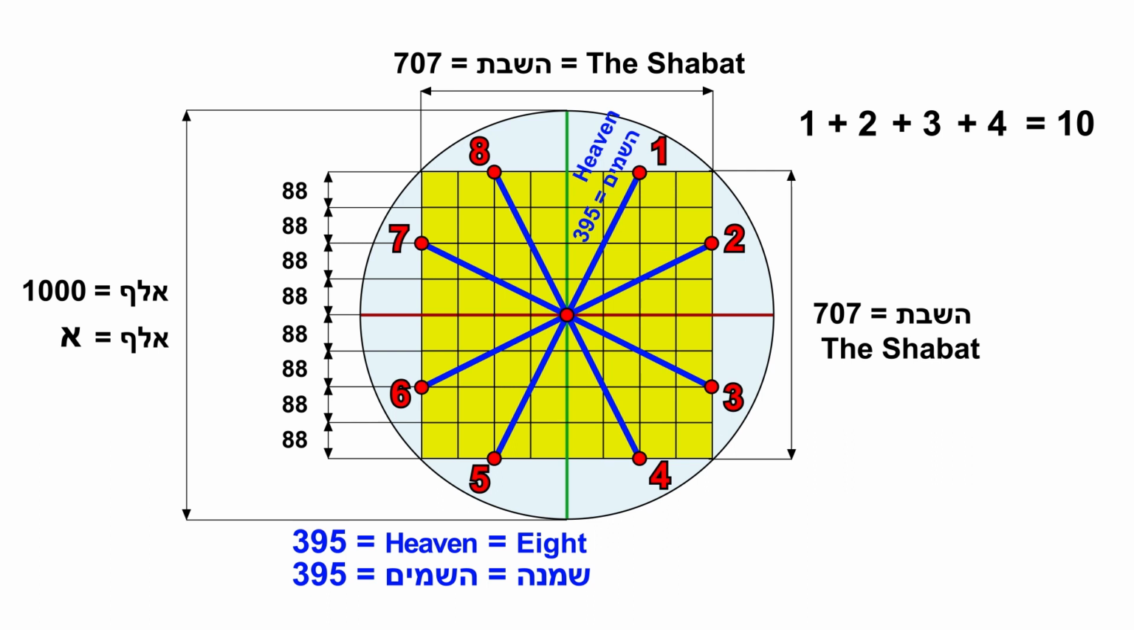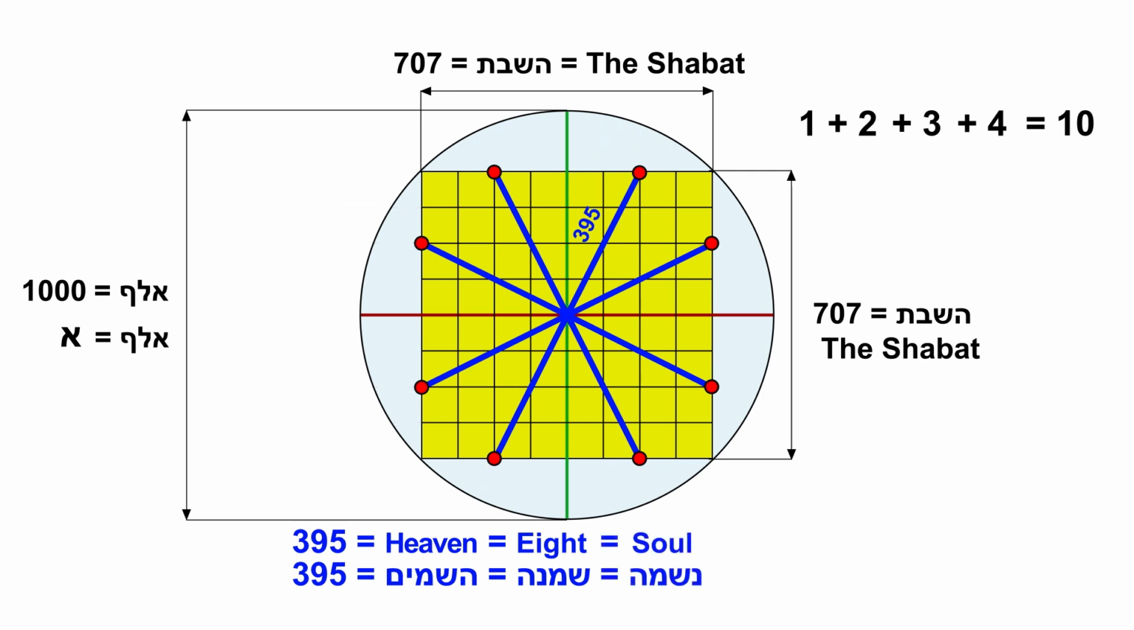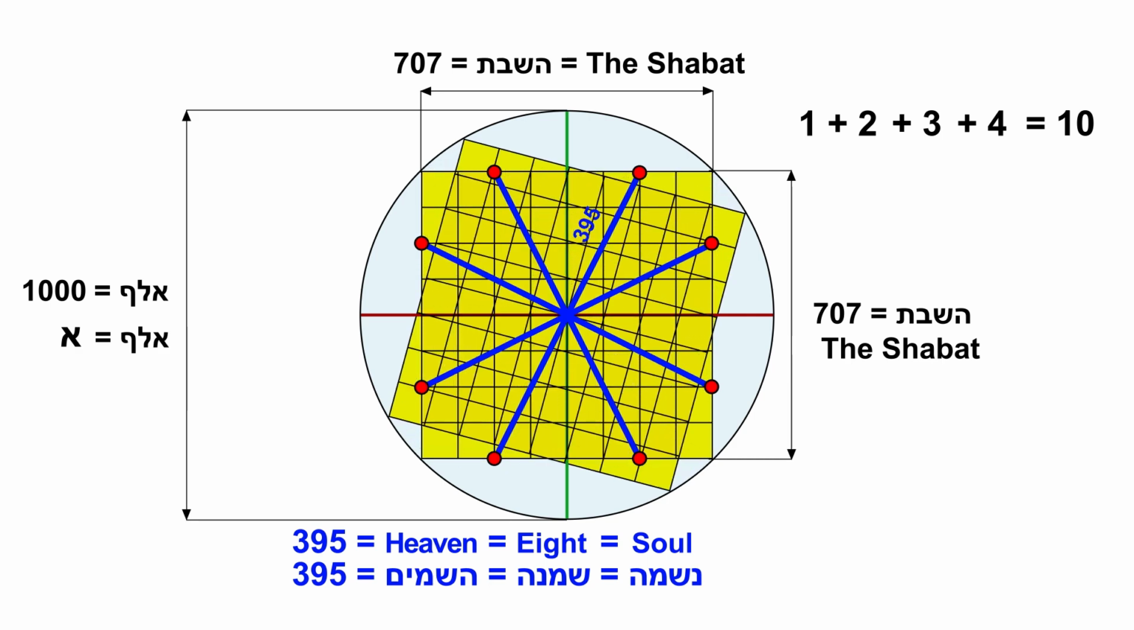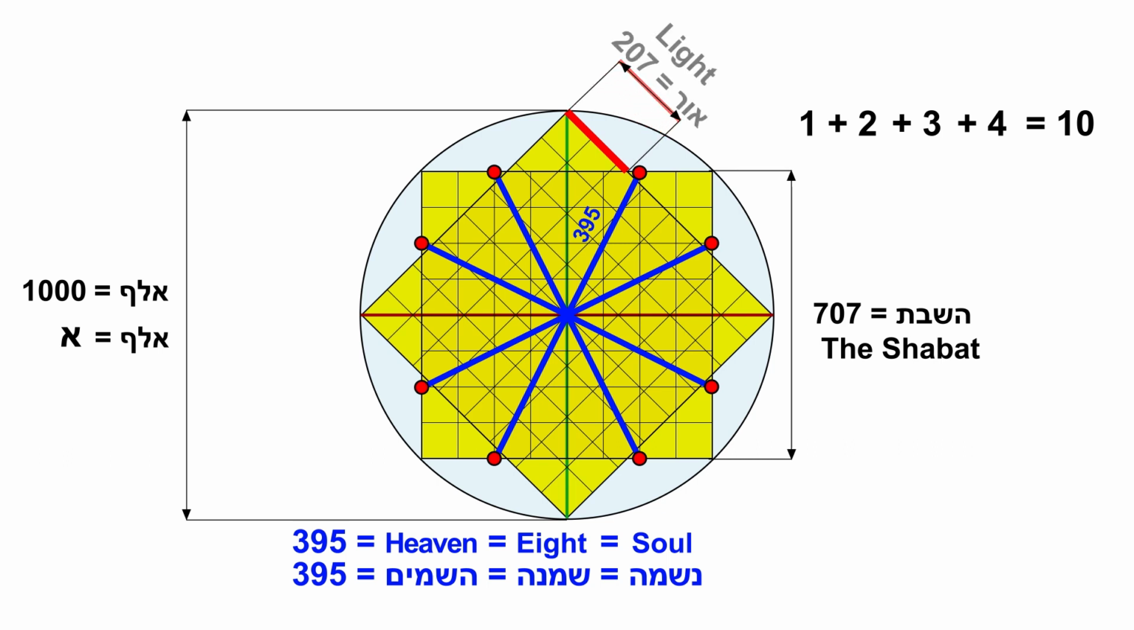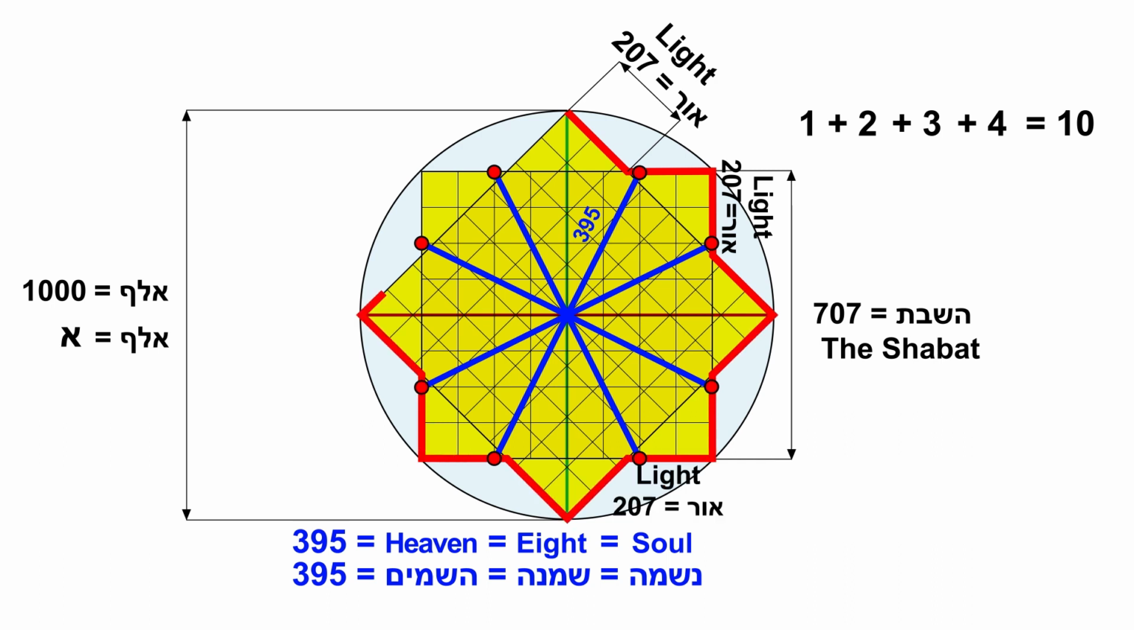And the multiplication of 4 by 2, 8, Shemona, in Gematria 395, means the sky, Hashamayim, and also soul, Neshama. In the beginning, God created the soul and the earth. When we rotate the Shabbat square, an octagon of light appears, consisting of 16 ribs of 207, meaning light, or 16 rays surround the Shabbat and fill the upper sky with light. And God said, "Let there be light," and there became light.